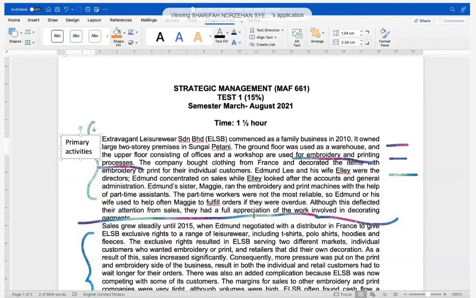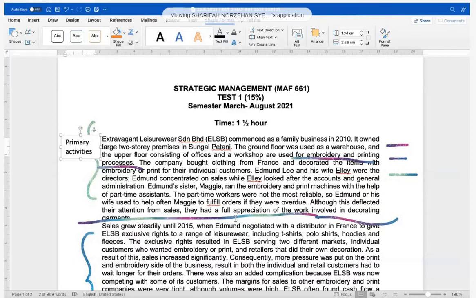So indirectly, you can sense that there's a process here. And this is part of what? Is it inbound or outbound operation, perhaps? What do you think? Inbound. Two things. When you talk about inbound, you're talking about the clothing from France. The raw materials come from France. So you're talking about raw materials now. It's the clothing, right? And what else are they mentioning to you here?